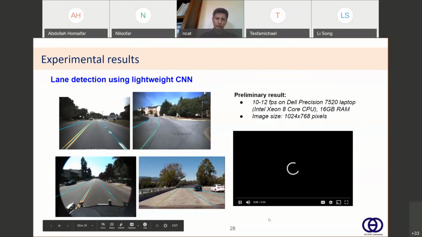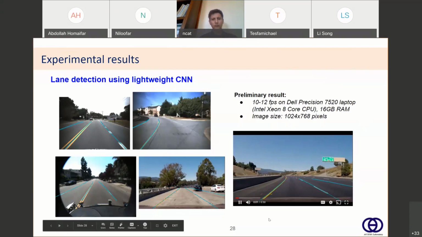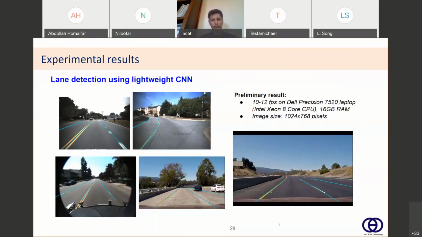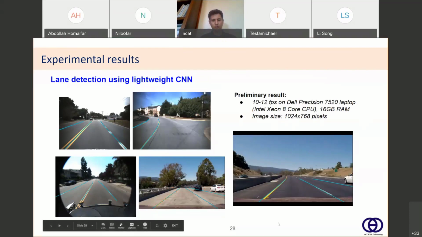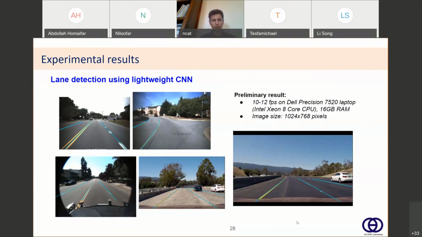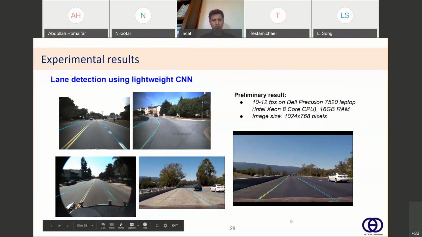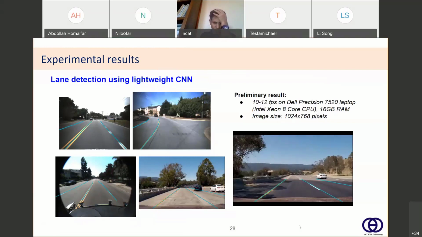So this is the previous video, but in this case we applied our convolutional neural network based lane detection. As you can see, this one is much smoother compared to the previous result, and on top of that, we have additional adjacent lane detection as well.